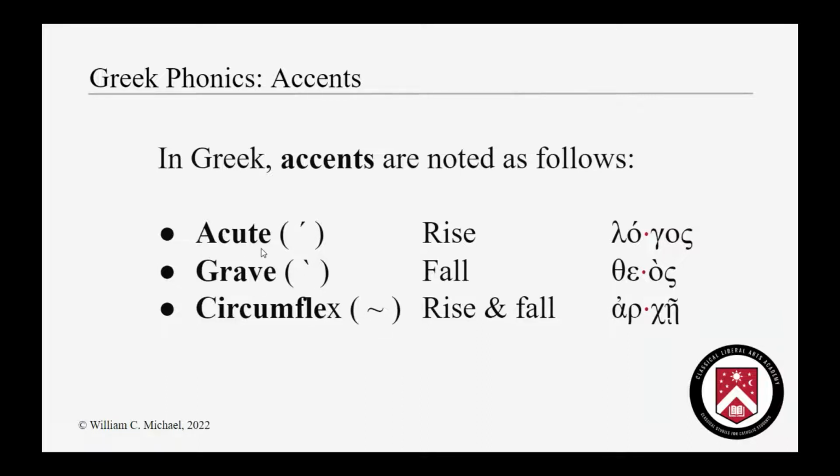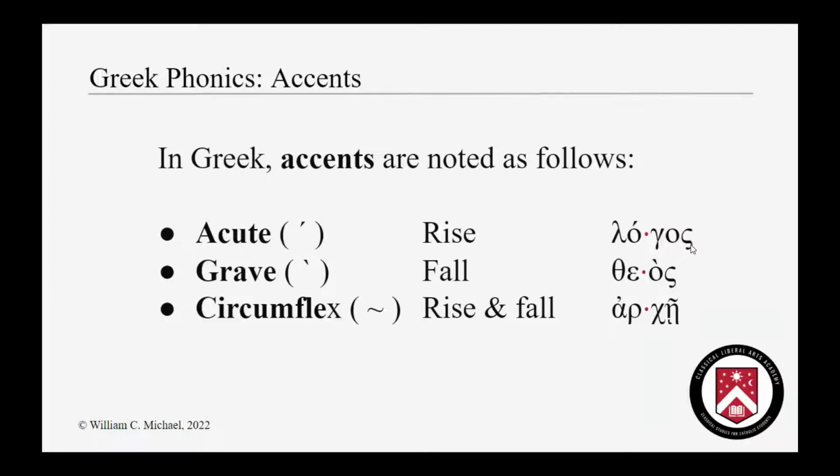The first accent mark is called the acute or sharp accent. And we see that the acute accent is marked by a short line that goes upwards from left to right, and it shows us that our pitch or the tone of our voice on that syllable should rise over our normal pitch. So the acute is a sharp accent, a rising accent, and it's marked with this rising symbol.